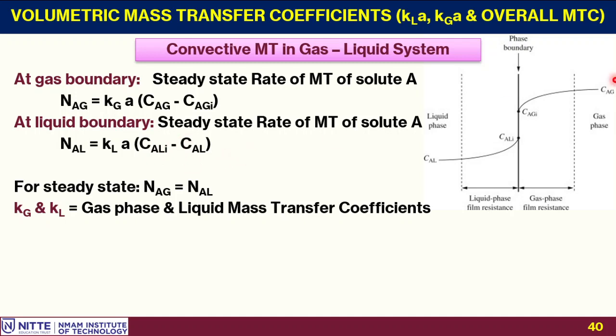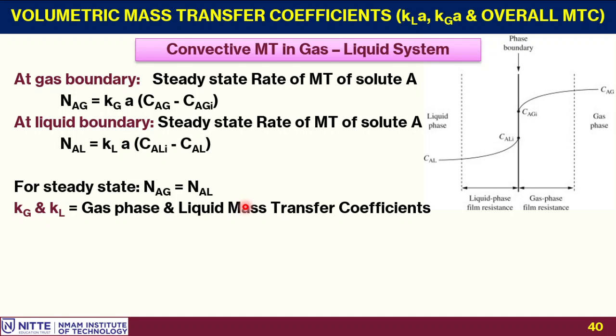Let us consider a steady state operation here. In a steady state operation, the rate at which mass transfer takes place in the gas phase should be the same as the mass transfer taking place in the liquid phase, the liquid film here. So the mass transfer rate remains constant throughout both the films. So these two equations are equal. That's what it means: NAG is equal to NAL. Now these Kg and KL are the gas phase and liquid phase mass transfer coefficients.